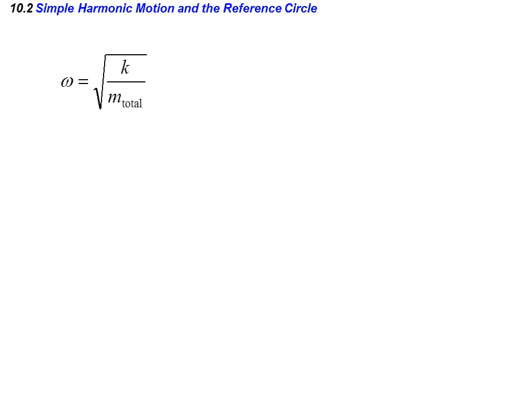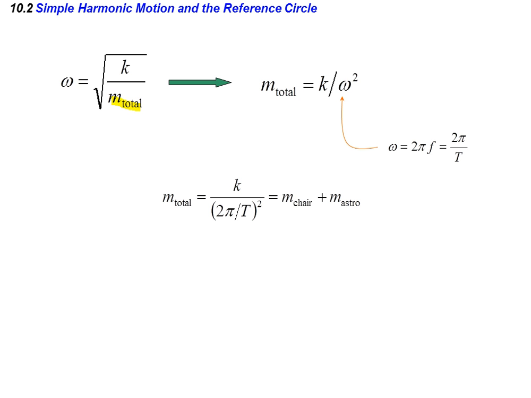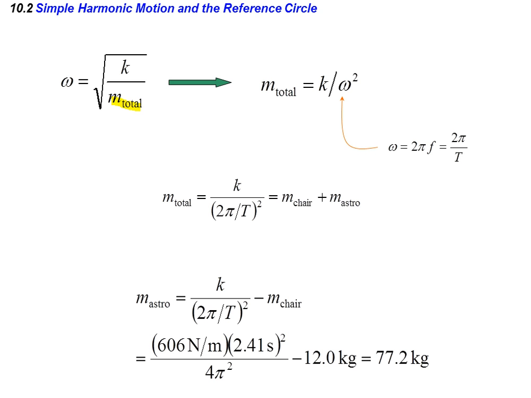Well, we can do that by looking at the omega here, the angular frequency, which is going to equal the square root of k over the mass. But remember, this mass is going to be the total mass of the chair and the astronaut. And so we solve for the mass to be k over omega squared. Well, what's omega here? This is 2 pi times the frequency, or 2 pi divided by the period. And we're given the period. In this case, it takes 2.41 seconds. And so we can solve for this and get the fact that the mass of the astronaut is equal to 77.2 kilograms.